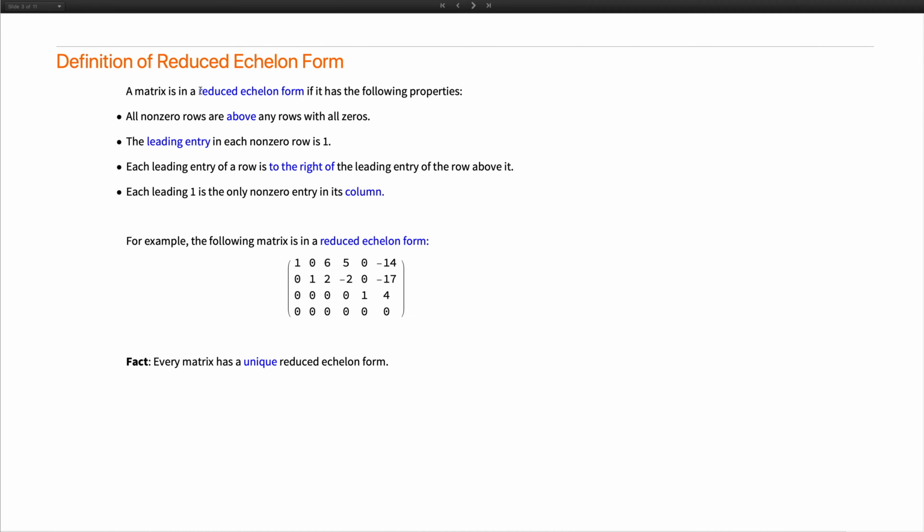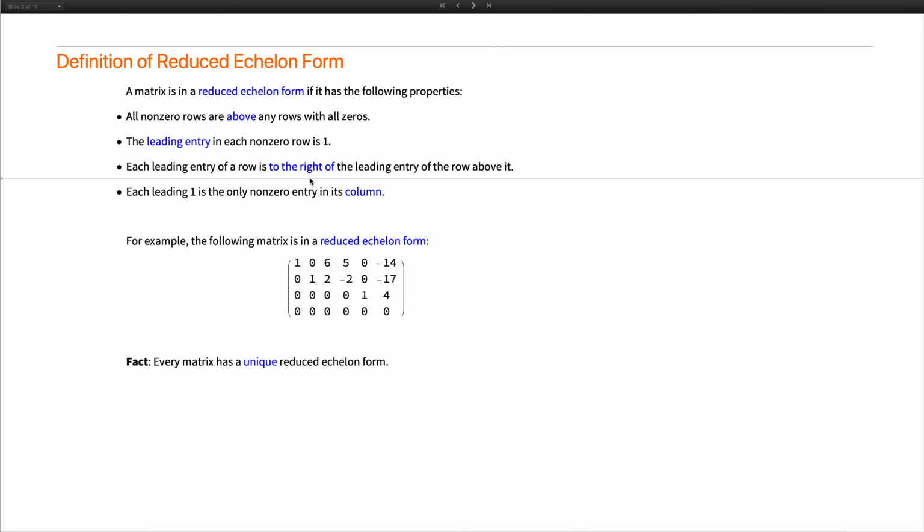So a matrix is said to be in a reduced echelon form if it has a few properties. The first property is that all non-zero rows are above any rows with all zeros. So you can think of the rows with all zeros as being kind of redundant, so you don't want them to be on top at all. Next, the leading entry in each non-zero row must be 1. So you always start with a 1 in each non-zero row. Next, each leading entry of a row is to the right of the leading entry of the row above.